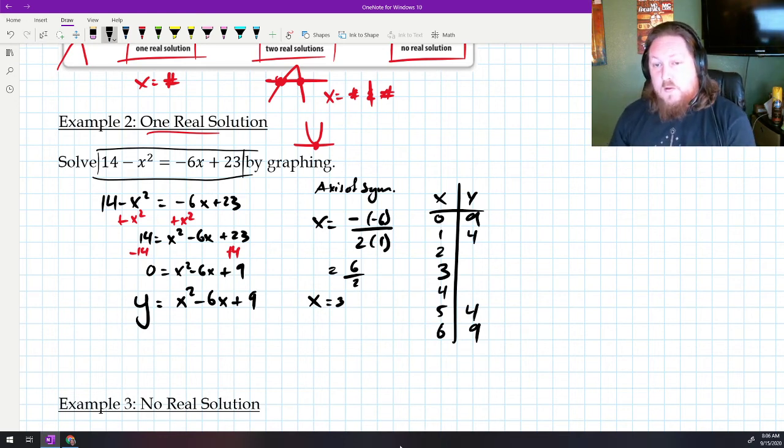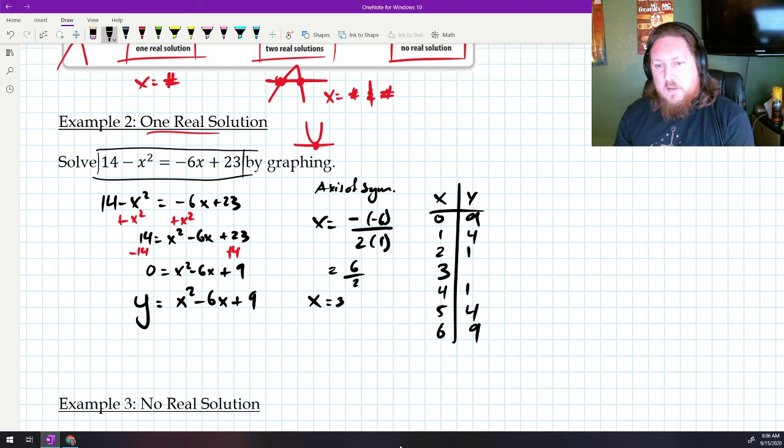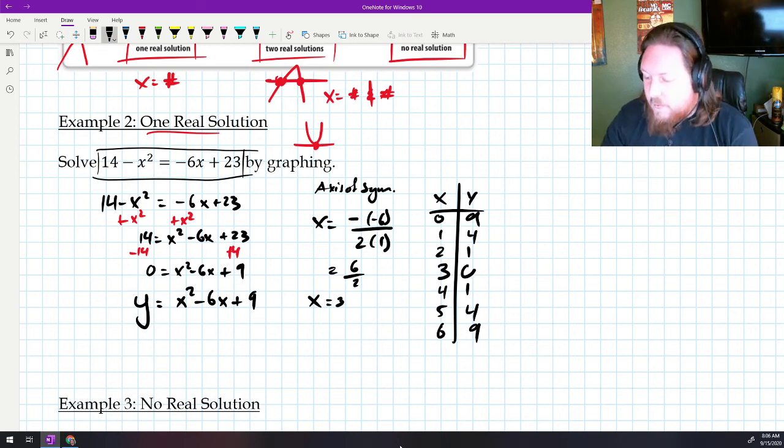Plug in 2, 2 squared is 4, minus 12 is negative 8, plus 9 is 1, and 1. 3 squared is 9, minus 18 is negative 9, plus 9 is 0. And there we go. That's the part that I'm looking for. That's where my solution is when y equals 0. So let's graph it real quick.